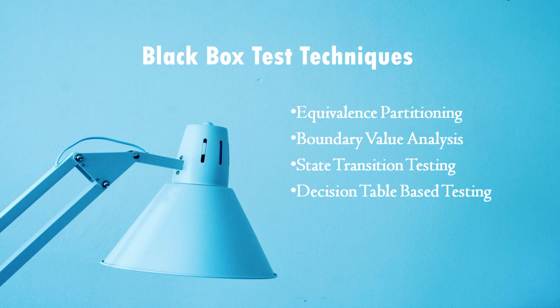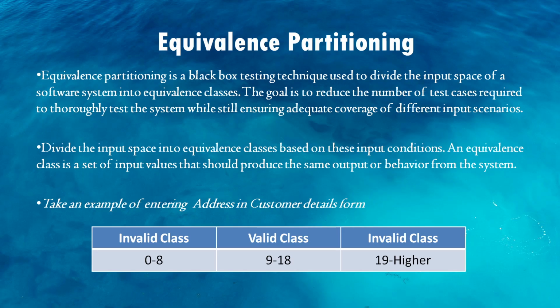As black box testing, there are several techniques available, but I would like to cover four major techniques which are widely used. First is equivalence partitioning, second is boundary value analysis, third is state transition testing, and fourth is decision table based testing. In this session we are going to see how the equivalence partitioning technique works. With the name and everything, it may look complicated, but it is very simple.